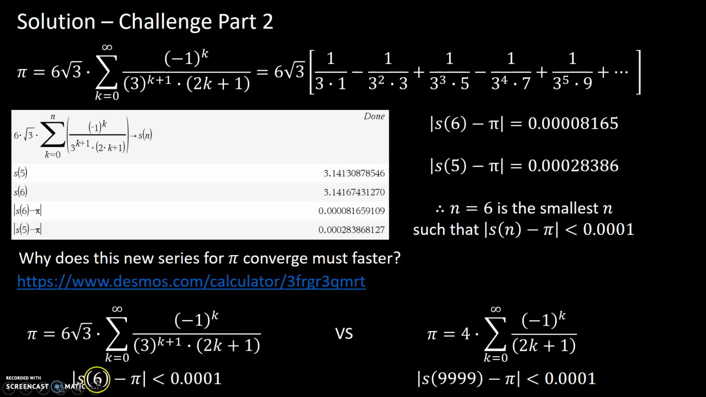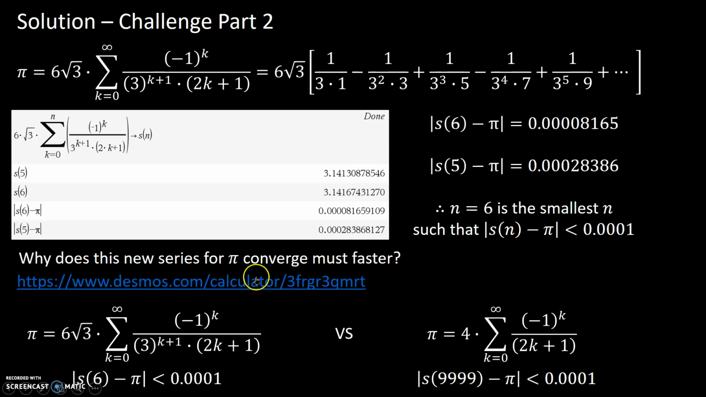Now compare the sixth partial sum error bound with the 9,999th error bound that we got with the original series. So this series is infinitely better at approximating pi than our original. It's just a little ugly because of these 3's. Okay, so now why is that happening?